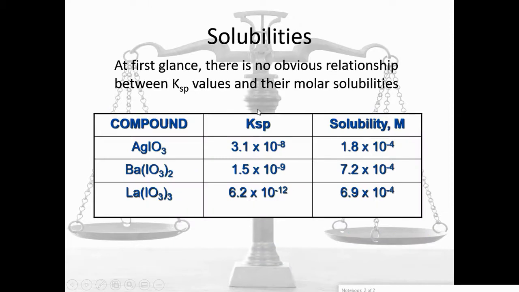Okay, so this slide shows how there's seemingly no relationship whatsoever between the KSP and the solubility of different compounds. So here's a 10 to the power of negative 8. We look at the power of 10. And here's the solubility, 10 to the power of negative 4. Here's a 10 to the power of negative 9. And this solubility went to 7.2 times 10 to the negative 4. And here's 10 to the negative 12, a really low KSP. And the solubility is 6.9 times 10 to the negative 4. It's almost exactly the same as this barium iodate. So you can't just look at the KSP and say, oh, I know what the solubility is going to be. You have to do the calculations.